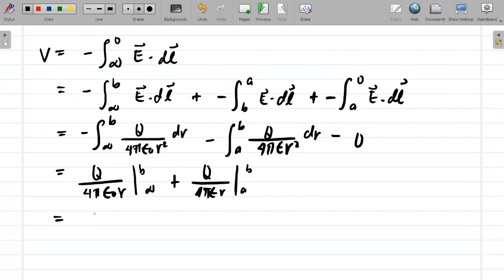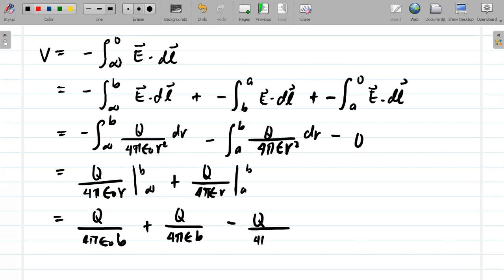Now, this is equal to Q over 4 pi epsilon naught b. Tapos yung infinity, mawawala kasi magkakaroon ka ng over infinity dito. So, 0 yung second term mo. Plus Q over 4 pi epsilon b minus Q over 4 pi epsilon a.